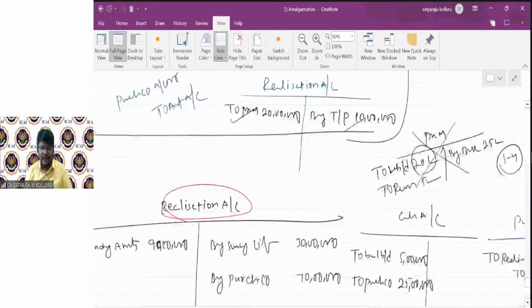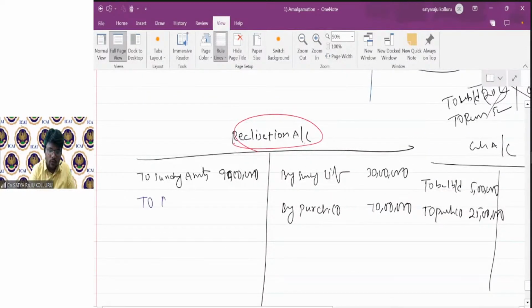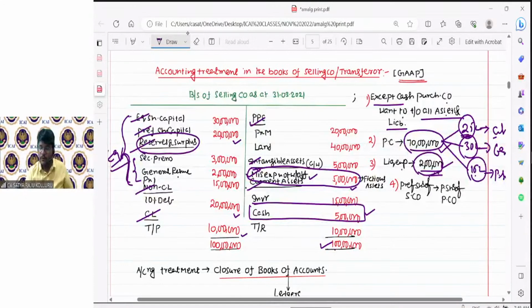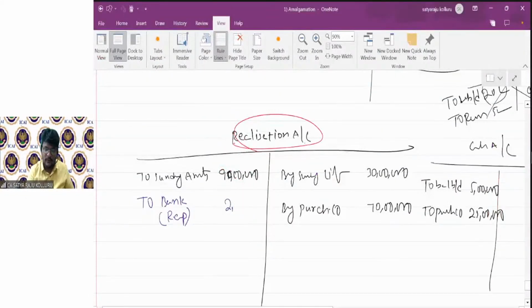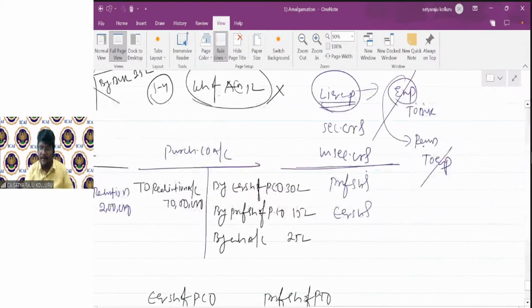So realization account debit to bank means in my ledger under realization, I should write "To bank (realization expenses)". How much? 2000. Sorry, not 2000, 2 lakhs. Sir, in realization, which is to bank, under the cash account there is no difference between cash and bank here. So it is 2 lakhs. Sir, next in order, secured creditors and unsecured creditors, I should settle.